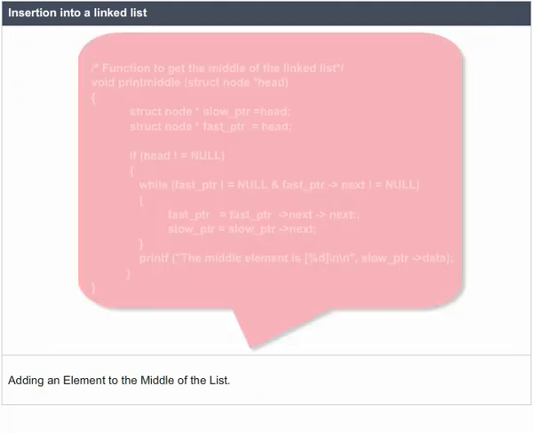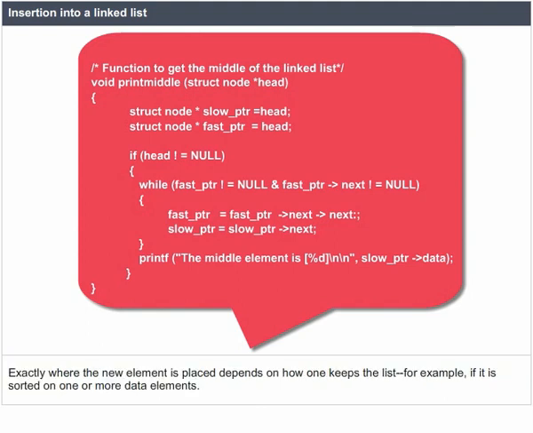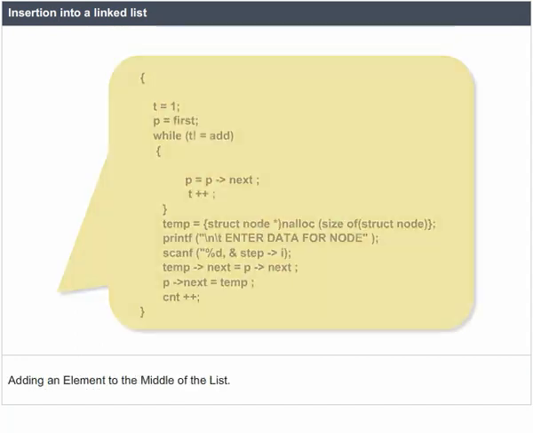Adding an element to the middle of the list. When one is working with a linked list, most of the time one will be adding elements to somewhere in the middle of the list. Exactly where the new element is placed depends on how one keeps the list, for example, if it is sorted on one or more data elements. This process requires that one first locates the position in the list where the new element will go and then add it.